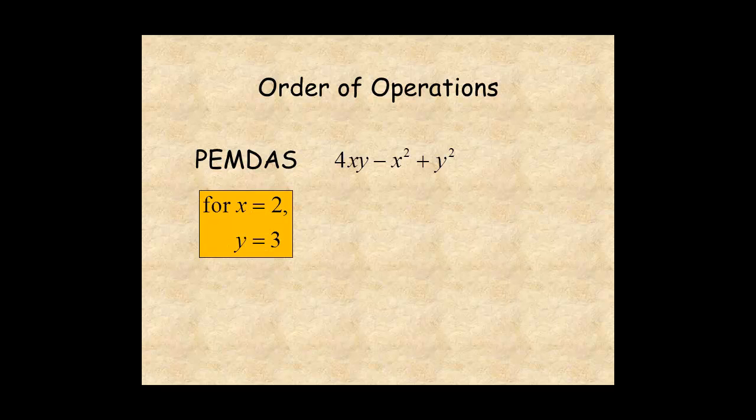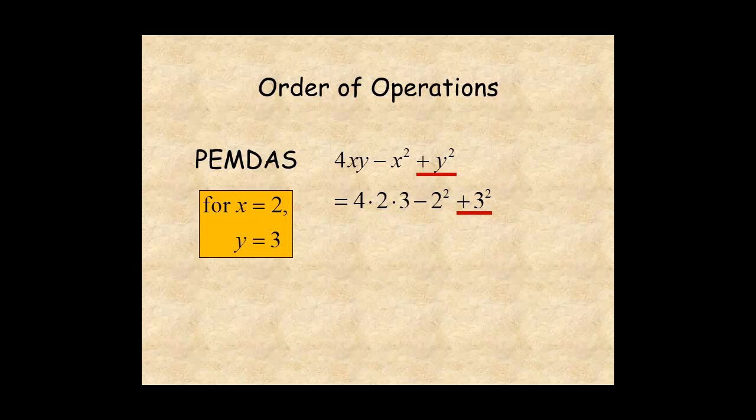In the first term, 4xy is 4 times 2 times 3. In the second term, minus x squared is minus 2 squared. In the third term, plus y squared is plus 3 squared.